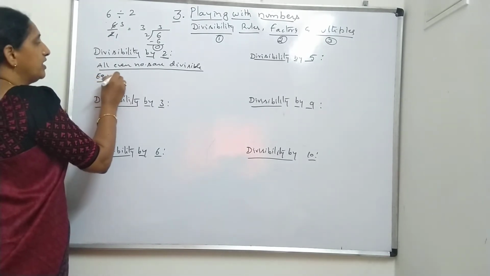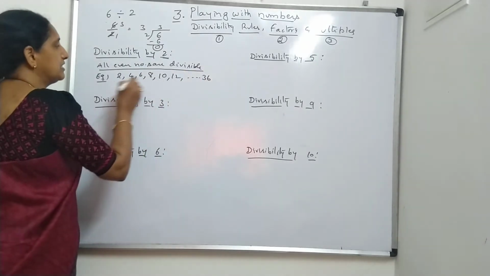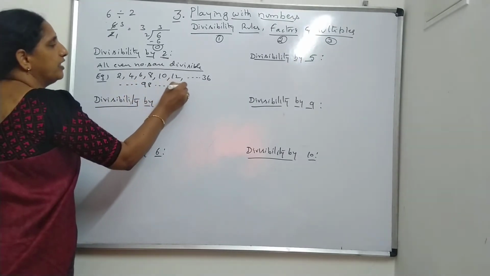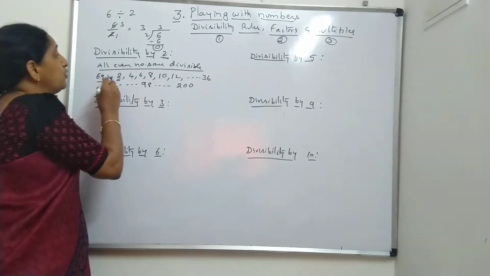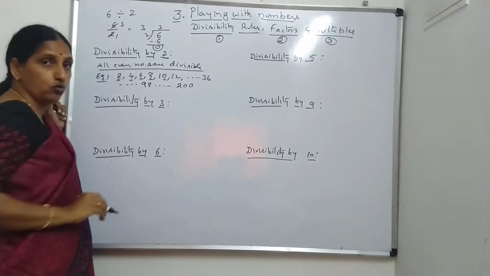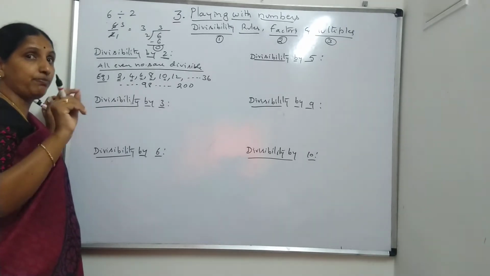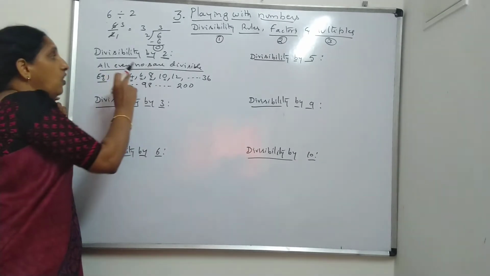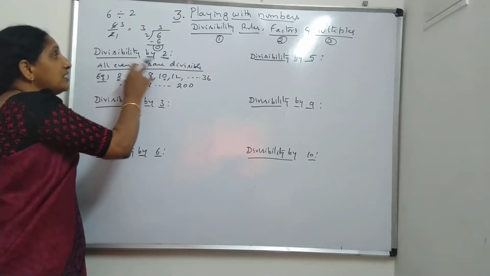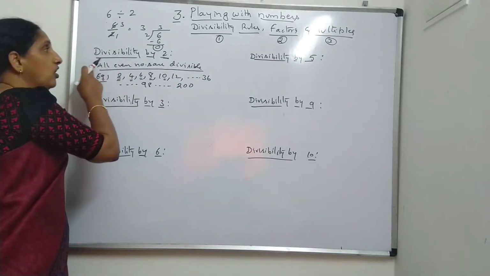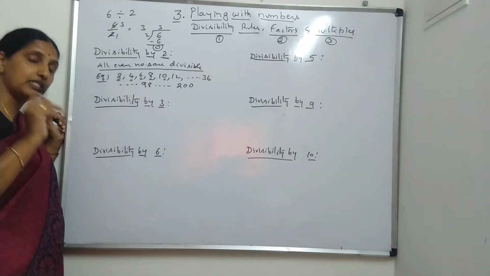Examples? What are even numbers? 2, 4, 6, 8, 10, 12, etc. 36, so on, 98, so on, 200. That means, what are even numbers? The numbers where in the units place you have either 2, 4, 6, 8 or 0. These numbers are divisible by 2. Even numbers are those numbers in whose units place you may find a 2 or 4 or 6 or 8 or 0. Such numbers are called even numbers. And what does the divisibility rule of 2 say? 2 can divide all even numbers. All even numbers are divisible by 2. This is the divisibility rule of 2.